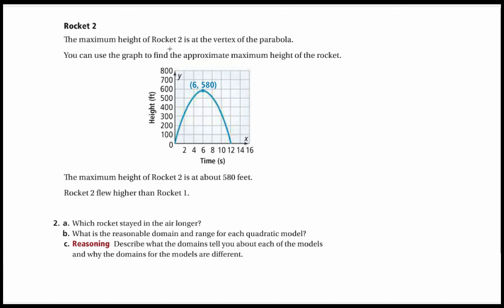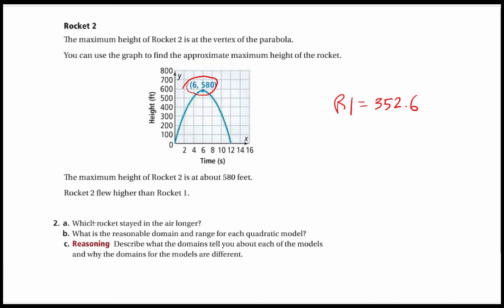Let's take a look at rocket 2. The maximum height of rocket 2 is at the vertex of the parabola. You can use the graph to find the approximate maximum height of the rocket. So it's nice we can see approximately what the height is. Okay, but we can also say, all right, well, rocket 1, what was the height? 352.6. Yeah. So rocket 1 was 352.6. Since it's not even close here, 580, even if we didn't know that it was exactly 580, clearly rocket 2's height was much higher than rocket 1's. So to answer the question, we could say that rocket 2 flew much higher than rocket 1.